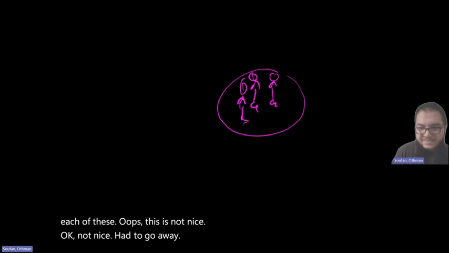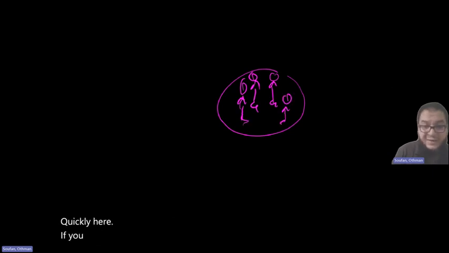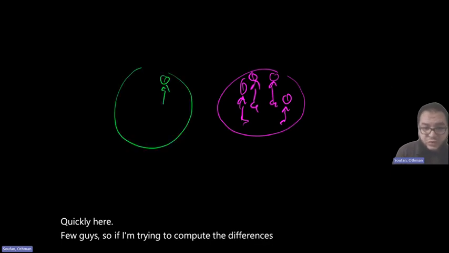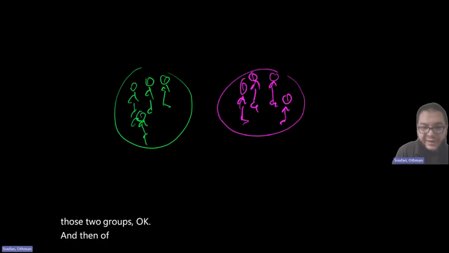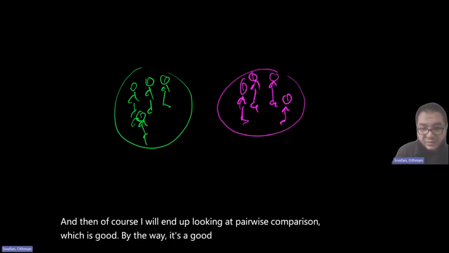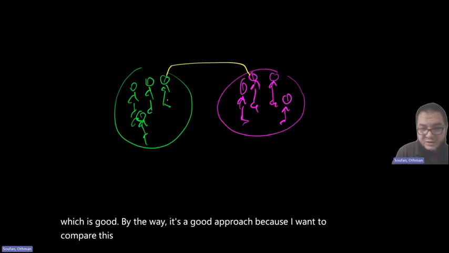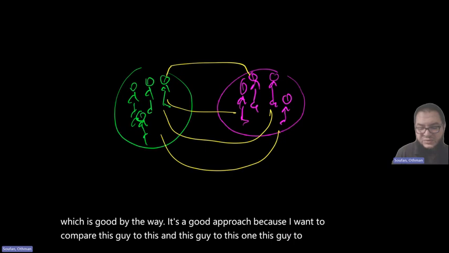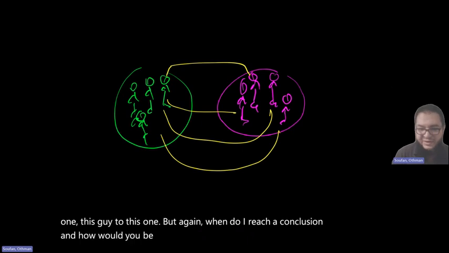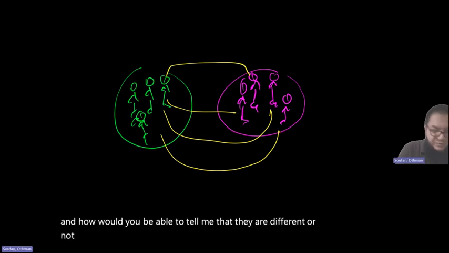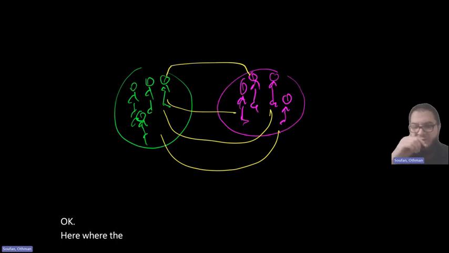Quickly here, few guys. So if I'm trying to compute the differences between those two groups, then of course I will end up looking at pairwise comparison, which is good, by the way. It's a good approach because I want to compare this guy to this, and this guy to this one, this guy to this one, this guy to this one. But again, when do I reach a conclusion, and how would you be able to tell me that they are different or not? Here is where the idea of p-value comes in, which is saying the following.